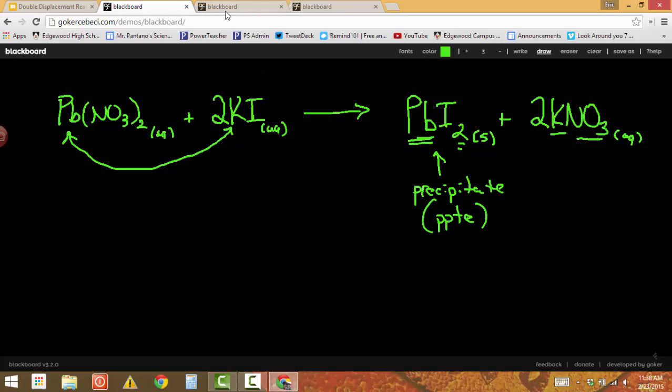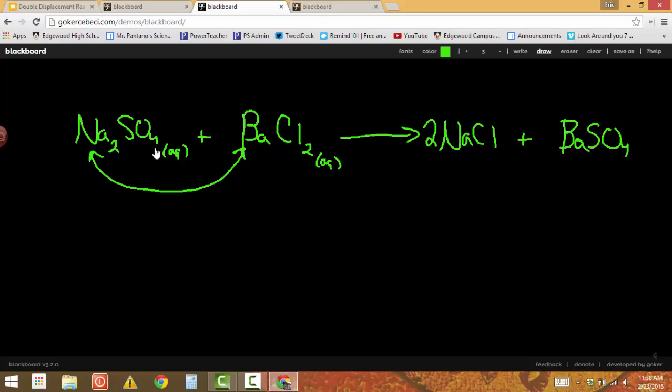Okay? Well, what about the next one? So we had sodium sulfate and barium chloride. We formed sodium chloride and barium sulfate. Okay? Sodium chloride contains an alkali metal. That means it is aqueous. Barium sulfate, we didn't know anything about sulfates, but I said basically, unless I tell you otherwise, you can assume that if it doesn't contain an alkali metal, it doesn't contain nitrate, and it doesn't contain a halide, it's going to be insoluble. It's going to be a precipitate. So this is my solid precipitate, that one right there. PPTE, precipitate.